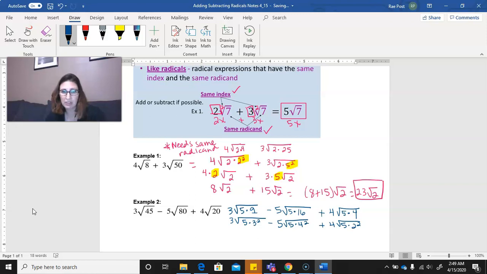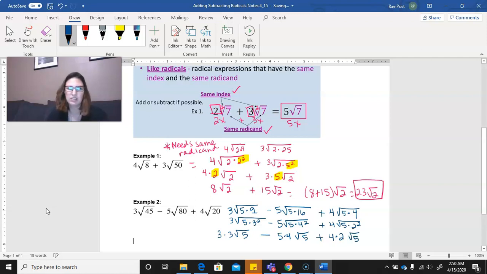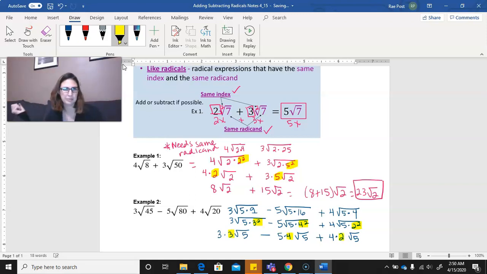So once I rewrite them, it's going to be 3 times the square root of 5 minus 5 times 4 times the square root of 5 plus 4 times 2 times the square root of 5. And look, they all have the same radicand now. And once again, just be on the lookout. We had a square, a power 2, and a power 2. And we brought that 4 squared here, and we brought that 3 squared here.